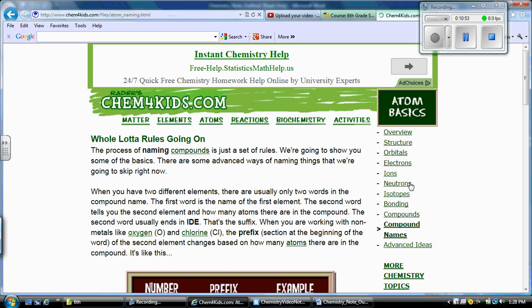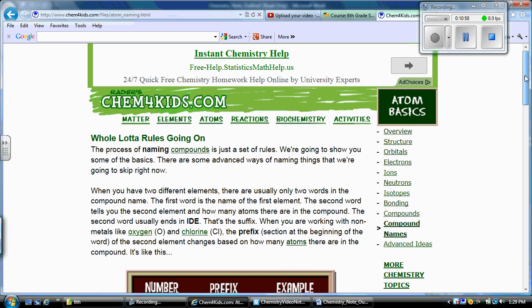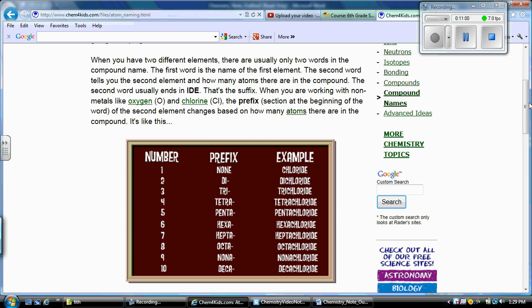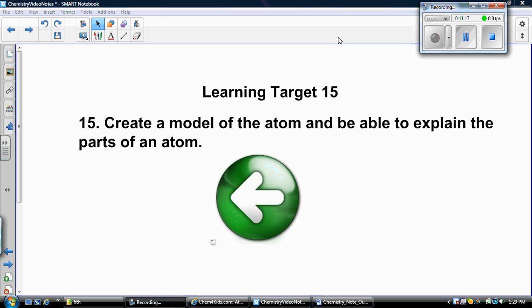Now the next one, on compound names, I don't have a question on it, but this would be for your information on how we get the naming for compounds. You can read it because there might be an extra credit question that can help you get above proficiency. If you want to read this page, it might help you get those above proficient, those 4s, on some of the left-hand activities and labs. Okay, so hopefully after you've gone through the web quest and read all the pages that I just went over, you should be able to create a model of an atom and be able to explain the parts of an atom.